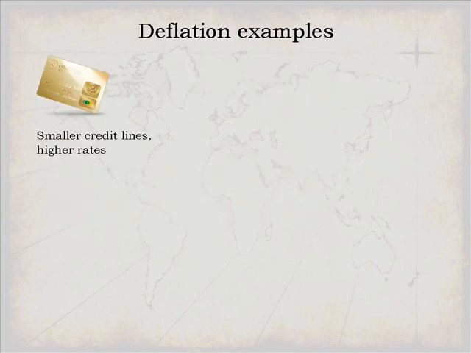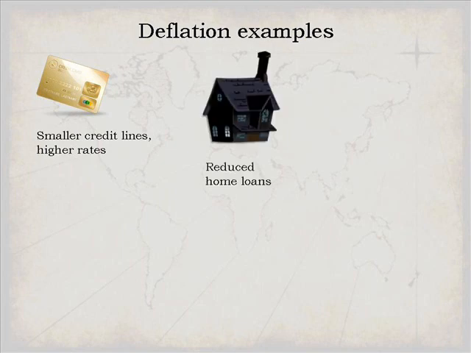Let's look at some examples of some potential deflationary events. One could be on the credit card side. We could see smaller credit lines and higher interest rates associated with credit cards. Another example might be banks tightening their lending standards and perhaps increasing their interest rates associated with those loans, and thus reducing the amount of home loans available to borrowers.